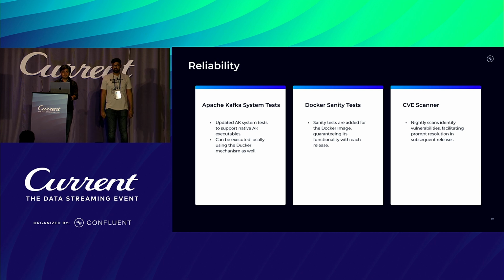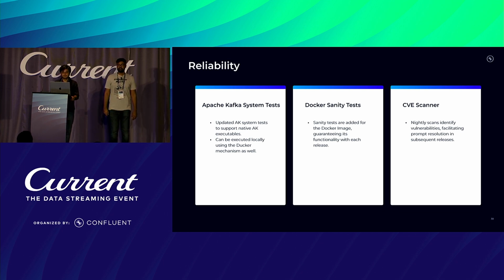In terms of reliability, we have made some modifications to the Apache Kafka system tests, which allow us to now run the system tests for the native Apache Kafka image. This activity has given us confidence, as we were able to get the same results in the native Apache Kafka image as the JVM-based Apache Kafka was getting in the system test results. Secondly, we have also made some changes so that when running the system tests locally using Docker, if you want to run them using the native Apache Kafka image, you can do that.